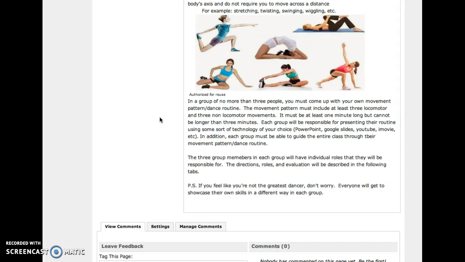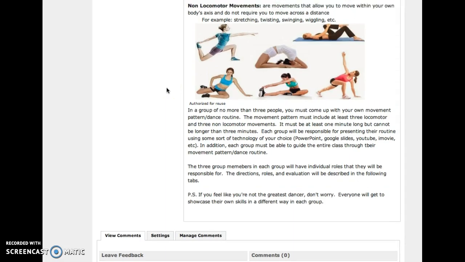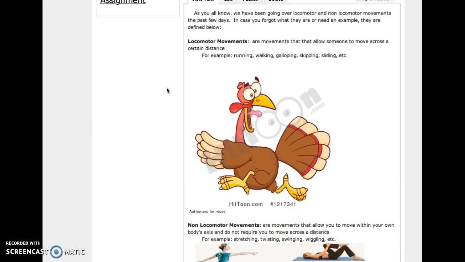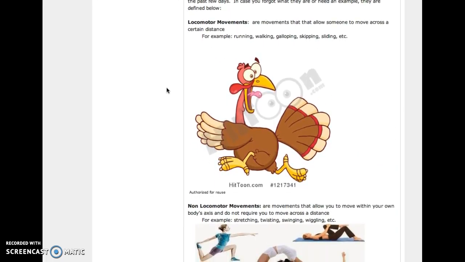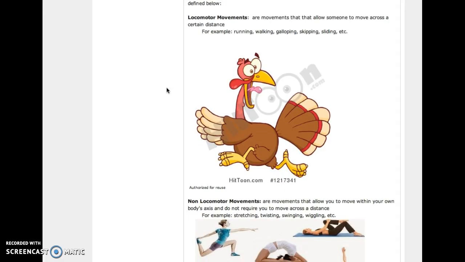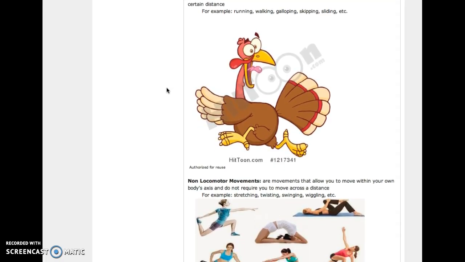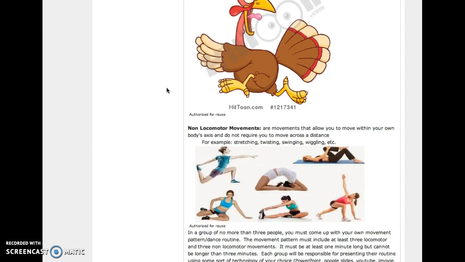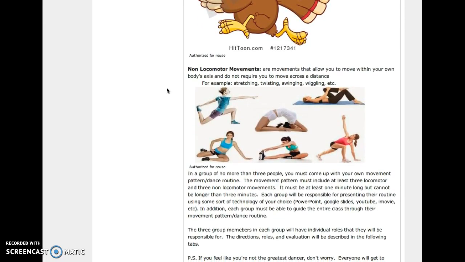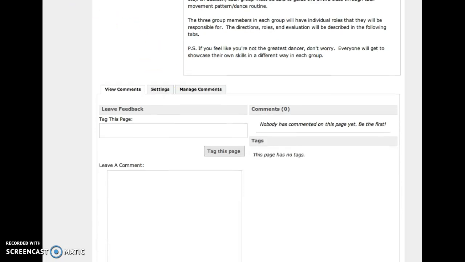Some of the things that they'll be required to do are be able to present their project to the class and explain how each movement pattern falls into each of the 2 categories. They will also have to include some sort of technology in their presentation or in the creation of their dance routine. I also explain what the locomotive movements and non-locomotive movements are, just in case they need to refresh your memory, and I give some examples. I included some pictures to help refresh your memory.